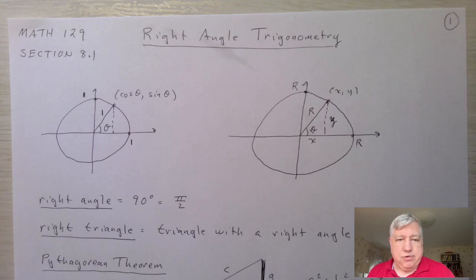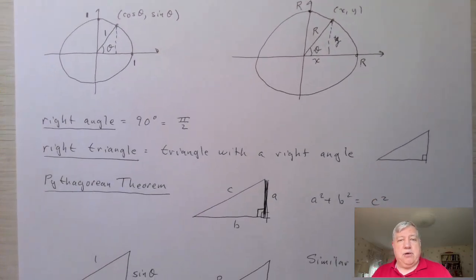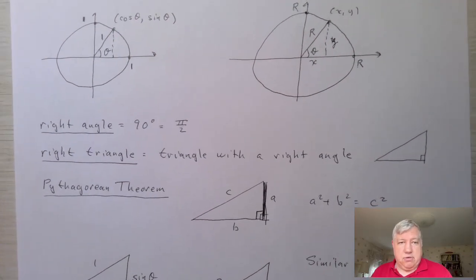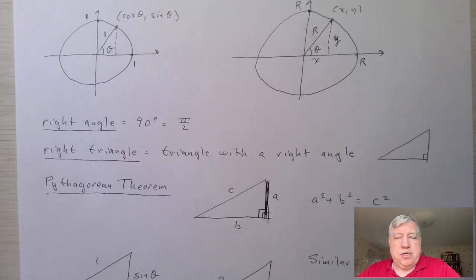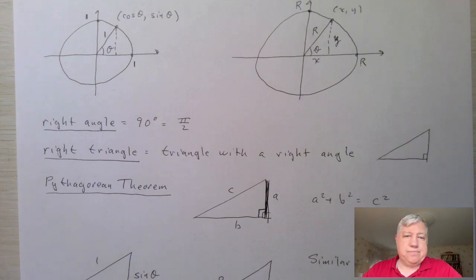All right, so before we go on, hopefully you've seen that these two triangles are examples of right triangles. A right triangle is just a triangle with a right angle, and a right angle is just a 90-degree angle, or in radians, pi over 2. This little square here just indicates that these sides are perpendicular, so we're talking about 90 degrees when you see a square like that in the corner.